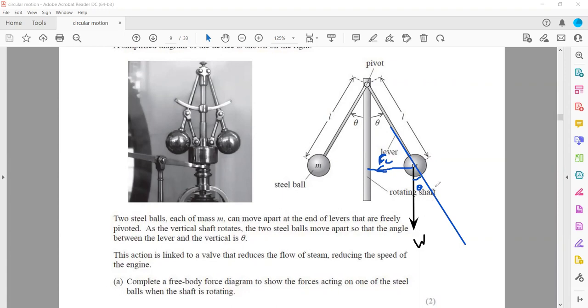So this is weight, W is there, and the component of the weight which is with the angle is W cos theta. And the component of the weight which is against the angle is W sine theta. So W sine theta is responsible for centripetal force. So Fc, the centripetal force, is equal to W sine theta. And what about theta? Theta is this angle.